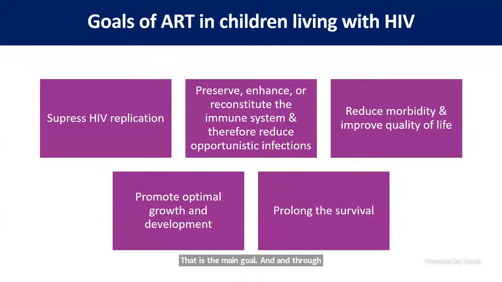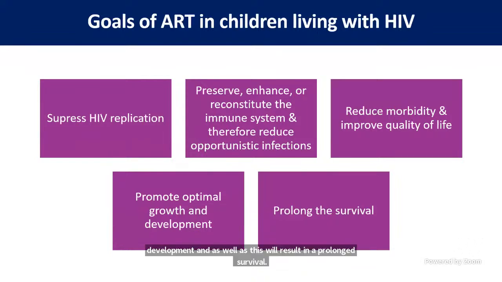What are the things we can achieve by suppressing HIV replication? You can preserve, enhance, and reconstitute the immune system, and as a result you can reduce opportunistic infection. We all know the hallmark of any HIV infection is opportunistic infection. If you can control or prevent opportunistic infection, you can definitely bring down morbidity and mortality. So you can improve the quality of life, and in children you can optimize growth and development, which will result in prolonged survival.